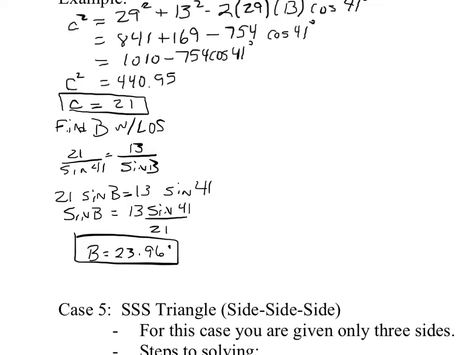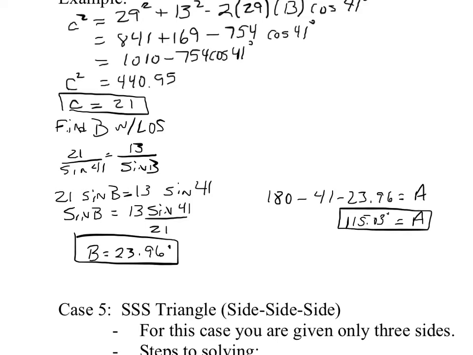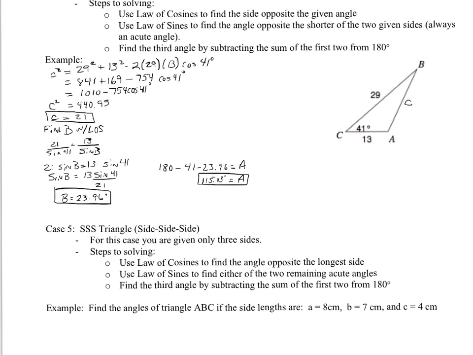Okay, so we needed to find side C, angle B, and then the last thing we need to find is our other angle. We need to find angle A, and that's just going to be 180 minus 41 minus 23.96. So angle A is going to equal 115.03 degrees. And there we found the missing pieces that define our triangle.